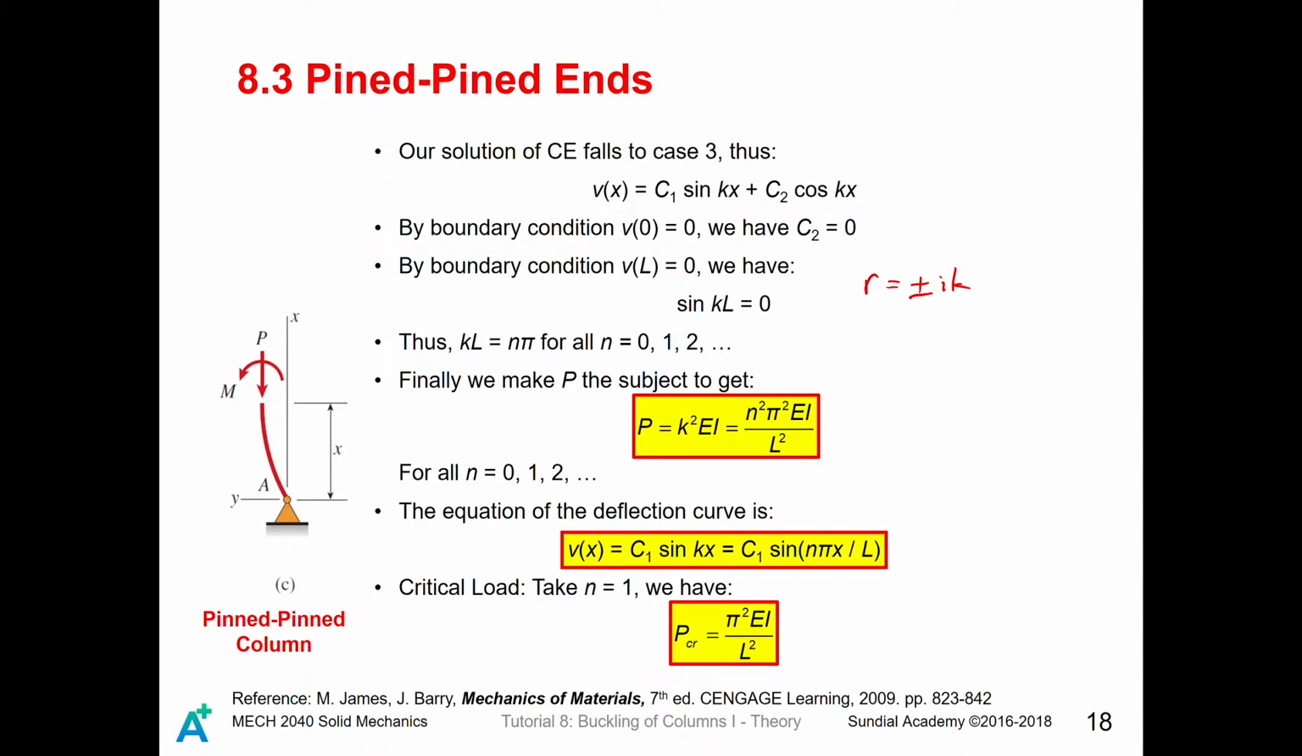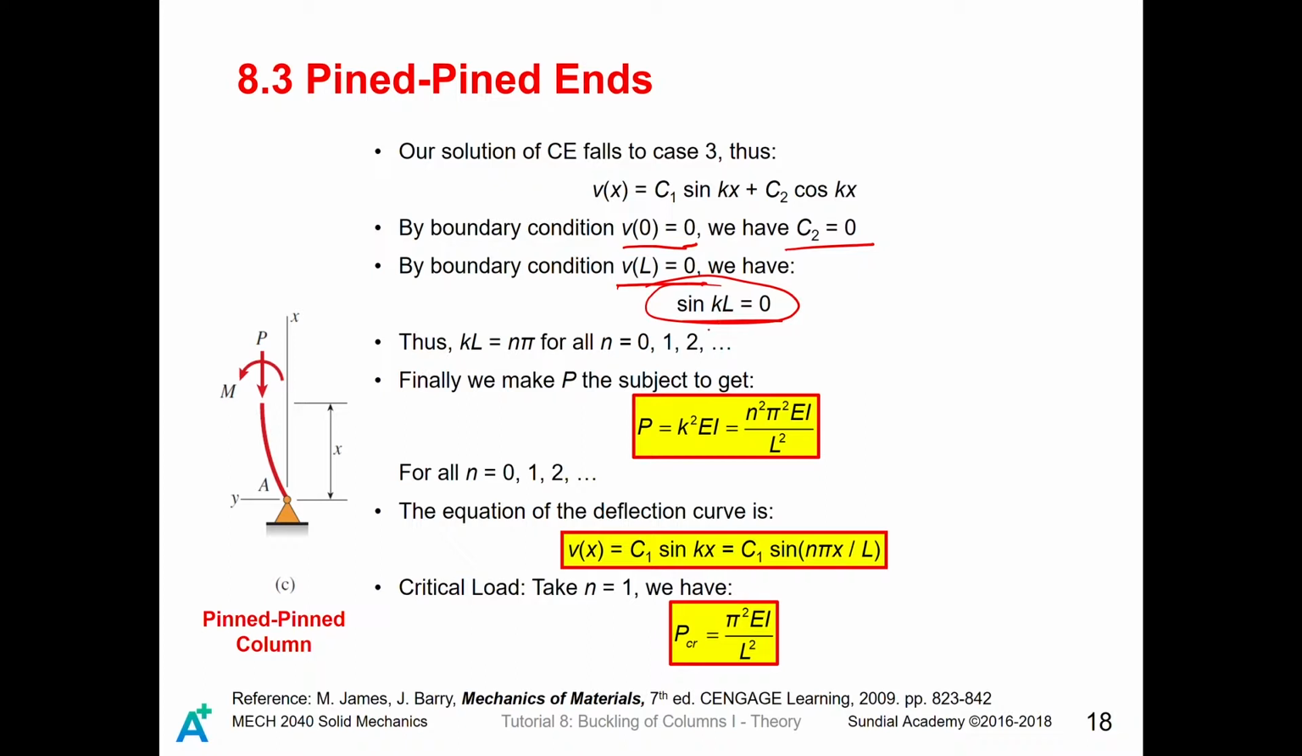So the solution will become V equals c1 sine kx plus c2 cosine kx. The reason for the absence of e to the power something is that there is no real part in the characteristic equation. But anyway, by using our boundary conditions, V(0) equals 0, then we have c2 equals 0. V(L) equals 0, then we have sine KL equals 0. You just substitute into the equation and get the results. The most important thing is sine KL equals 0.